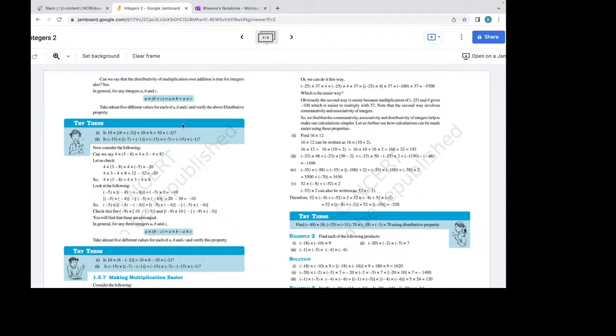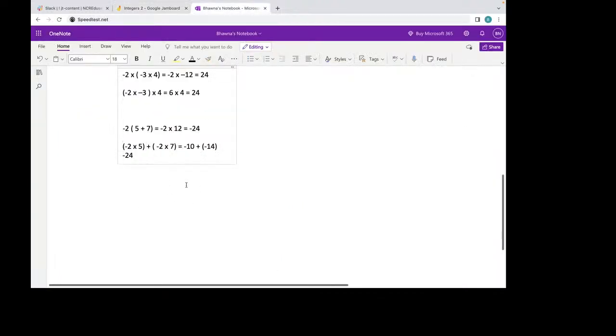Let's take one example of subtraction as well. Let's say this time we have minus 2 multiply (7 minus 5). Here 7 minus 5 is 2, isn't it? And minus 2 multiply 2 is minus 4.